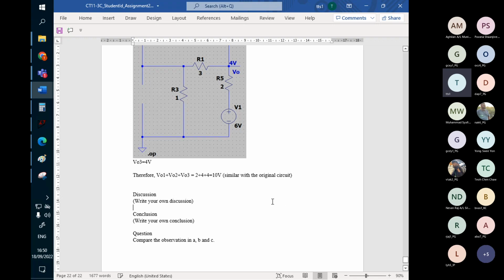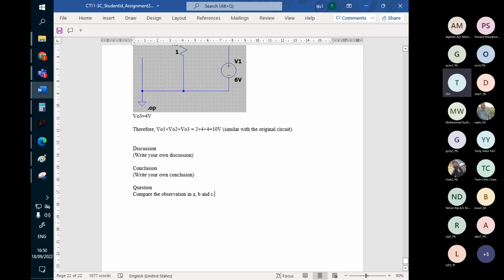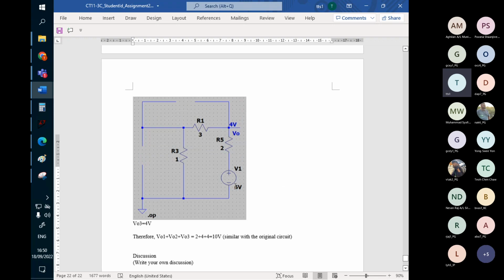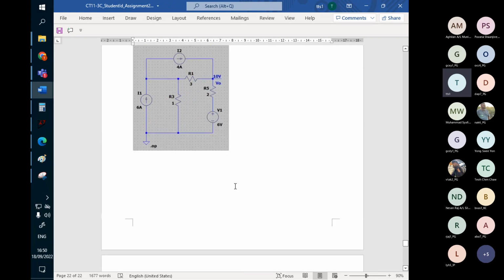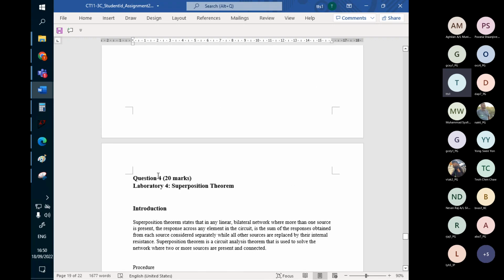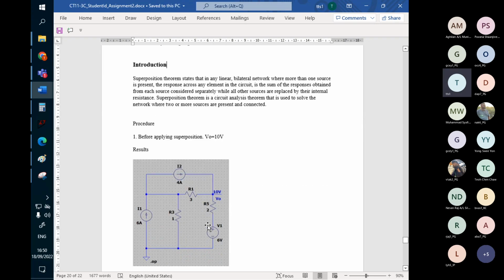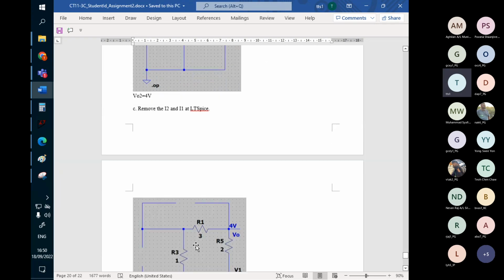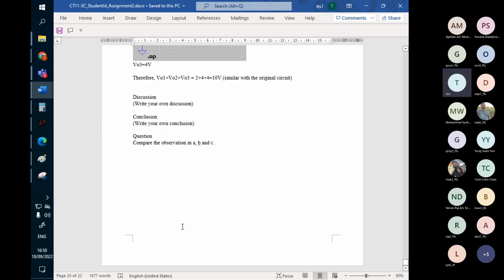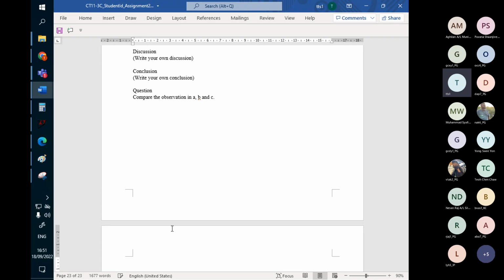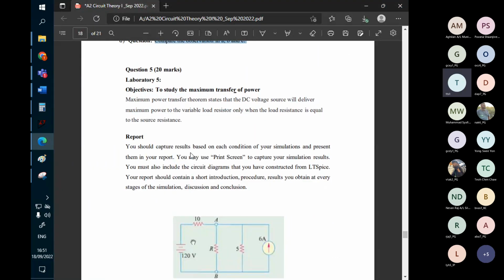All right, I think that's about all for this simple one, the circuit experiment 4, or laboratory 4. Okay, now we have left the last one, question 5. So I'm going to give you some time also to go through question 5. Question 5 should be slightly longer than question 4, I think. Let's see question 5.